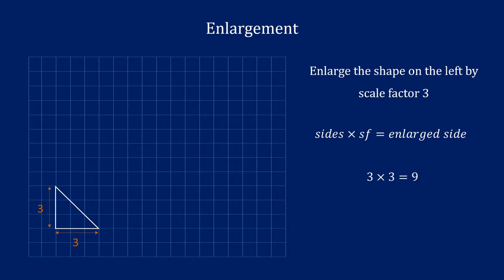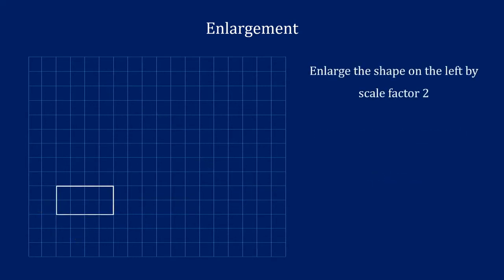So let's find somewhere in the graph, it doesn't matter where we can put the new triangle. So I'm going to measure 9 for a height and 9 for the base. And I'm going to draw my triangle. Easy peasy. The smaller triangle has been enlarged by a scale factor of 3. All right, give it a go. Pause here, come back when you got an answer.